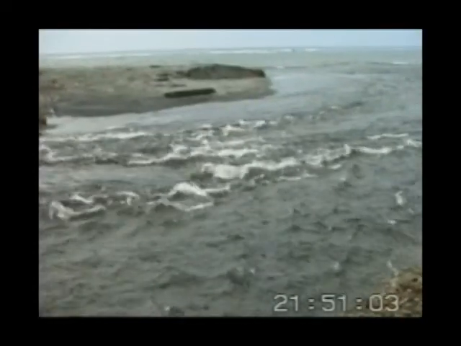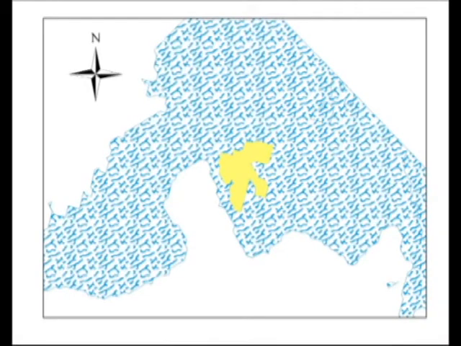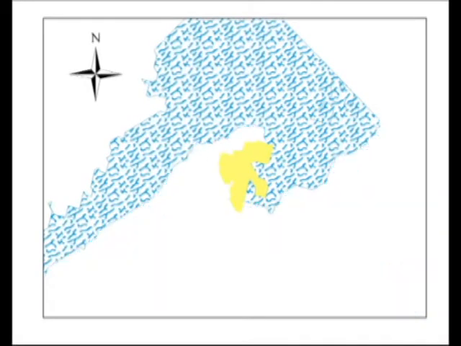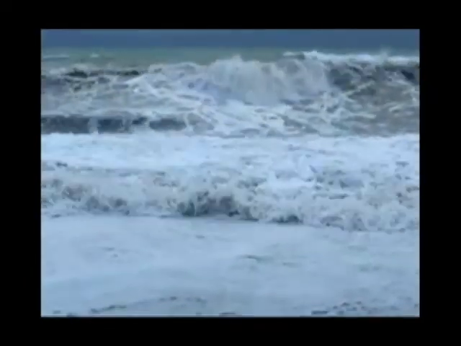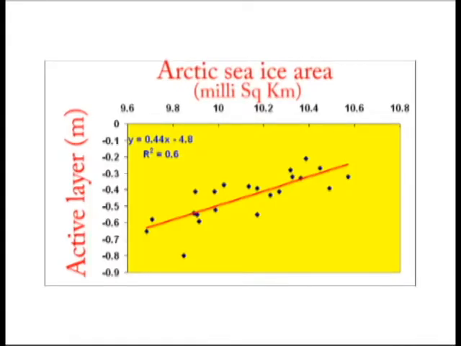What you saw was a theory. Now we want to prove the theory, that is, reduction of sea ice and storms are two causes of making storm ridges. Also, the reduction of sea ice increases the thickness of active layer.